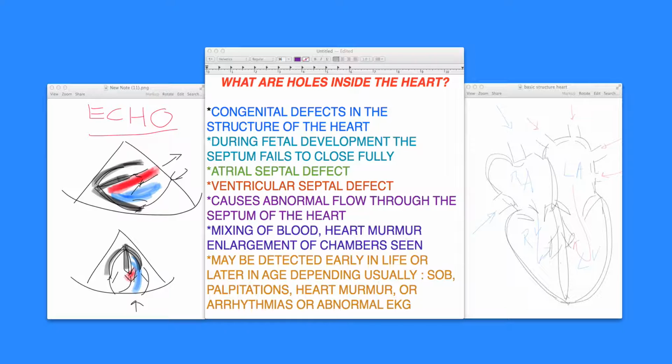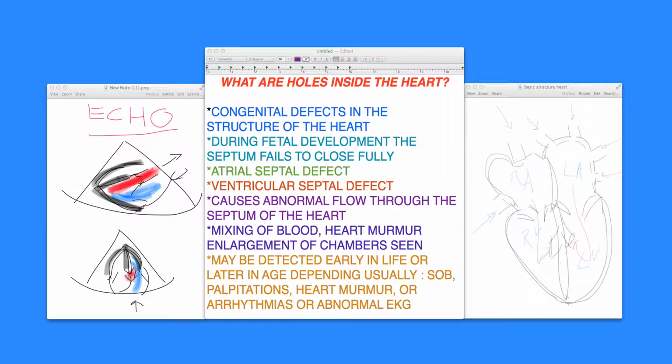Now, depending upon the size, depending upon the location in the ventricle or in the atria, there are different types, but that's beyond the scope of this video discussion. But right now, just the basic aspect of what is commonly referred to as a hole in the heart is actually a congenital defect within the atrial septum or within the ventricular septum here.